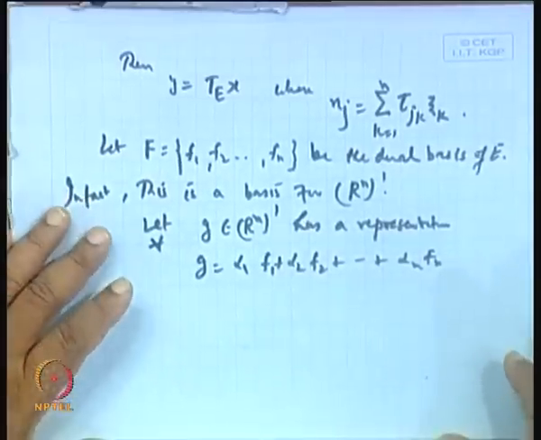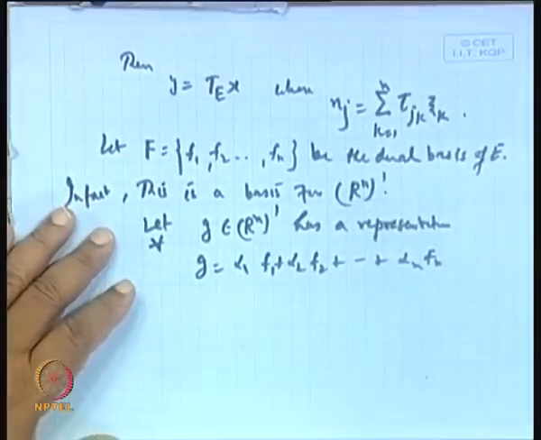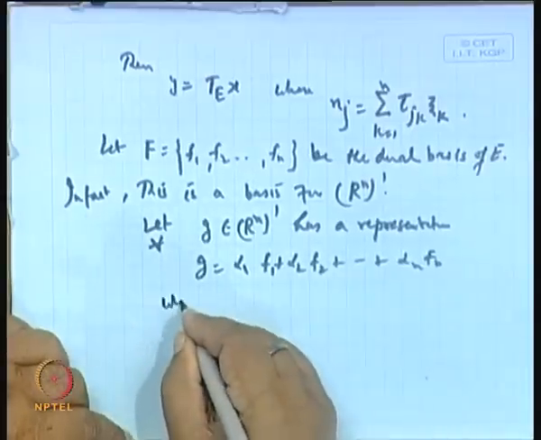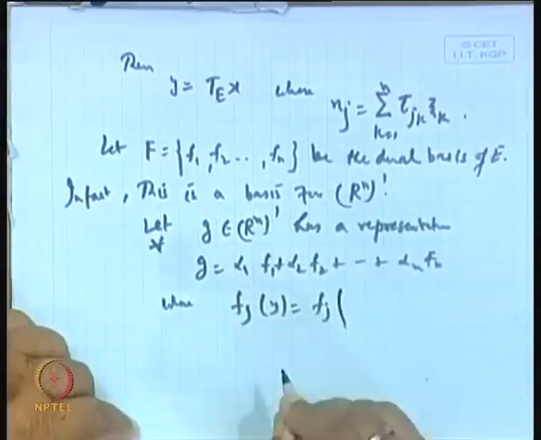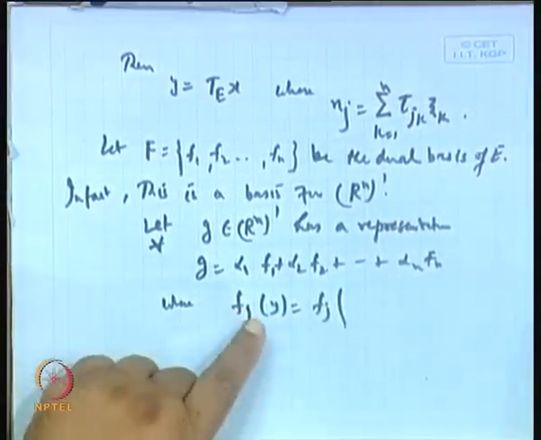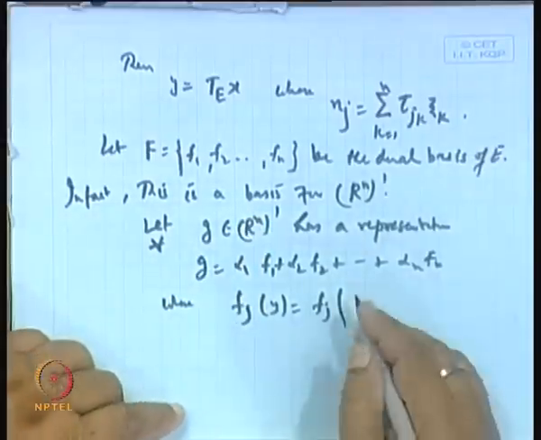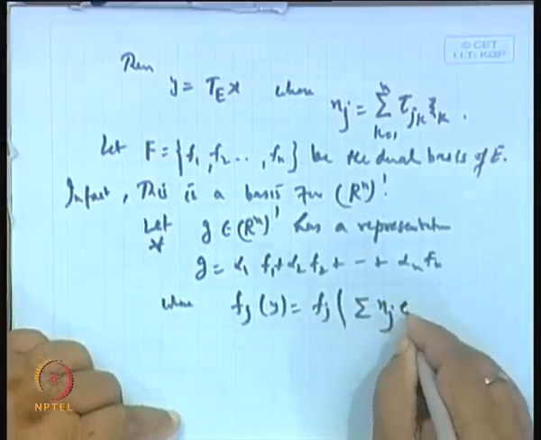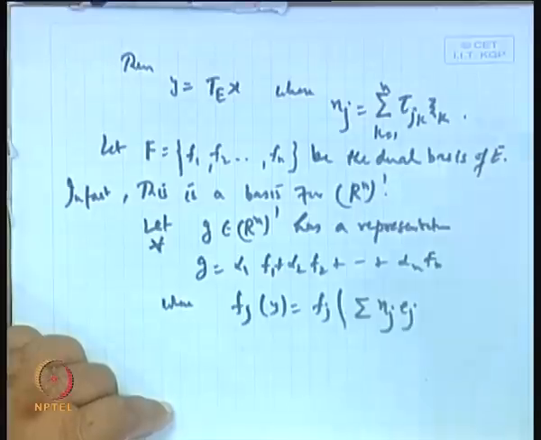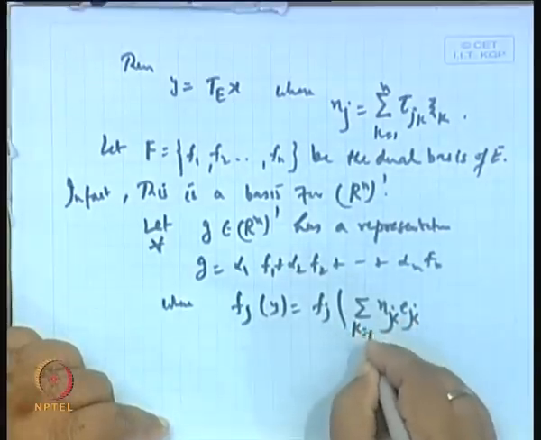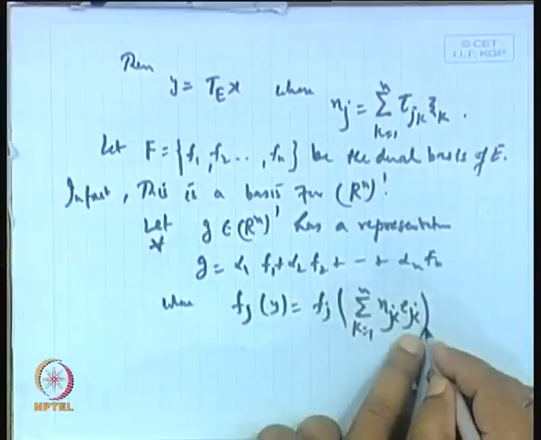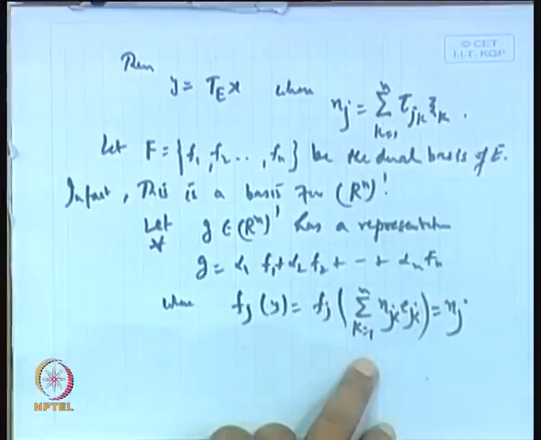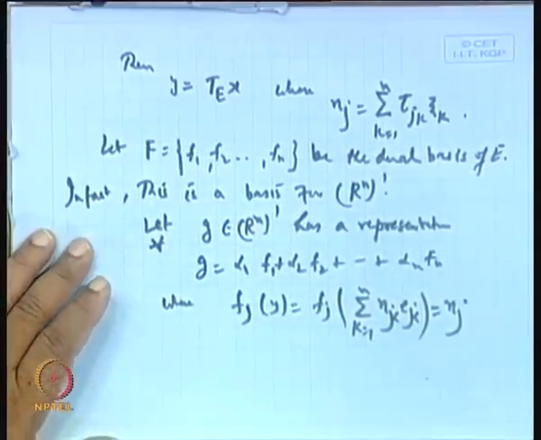Here, what is f j of y? y is an element in Rn, is it not? So it is of the form sum of eta k e k, k from 1 to n, and now f j of e k will be 0 when j is different from k, and otherwise it is 1. So basically you are getting eta j.